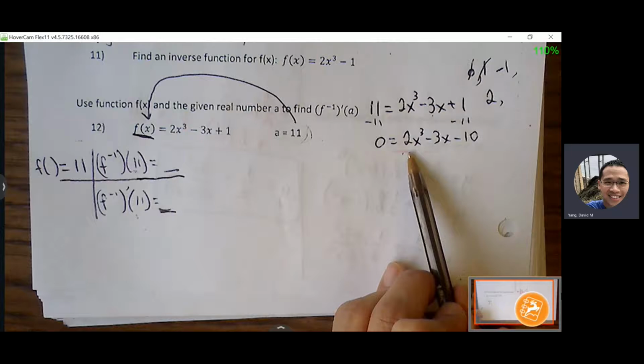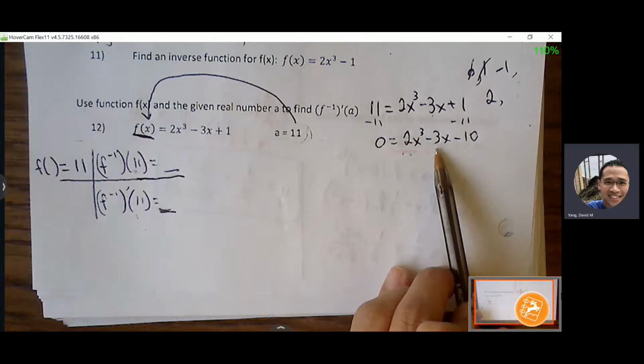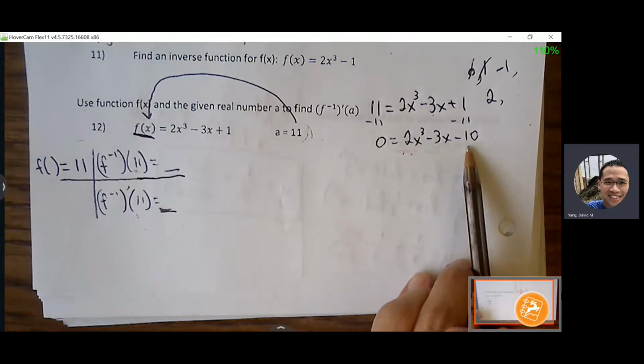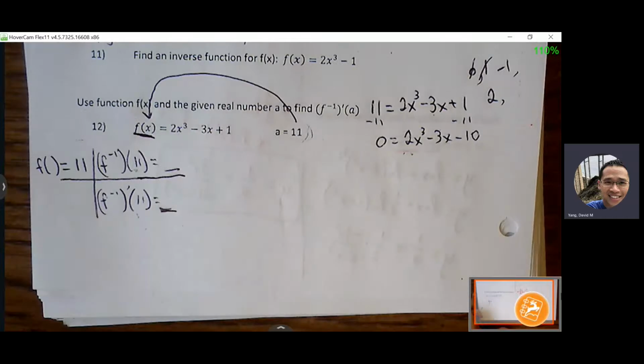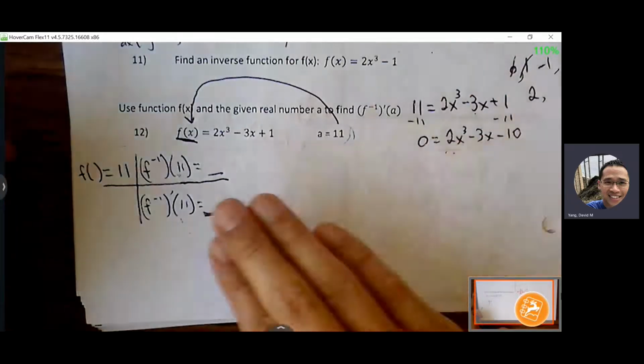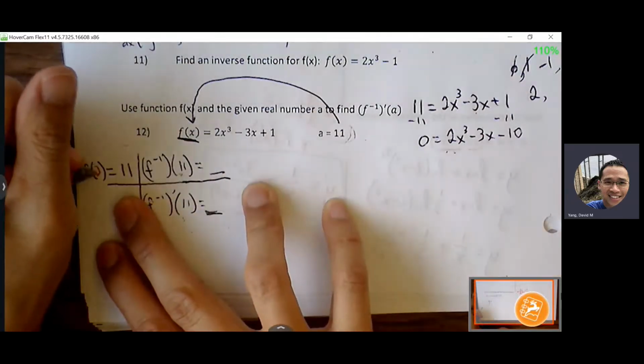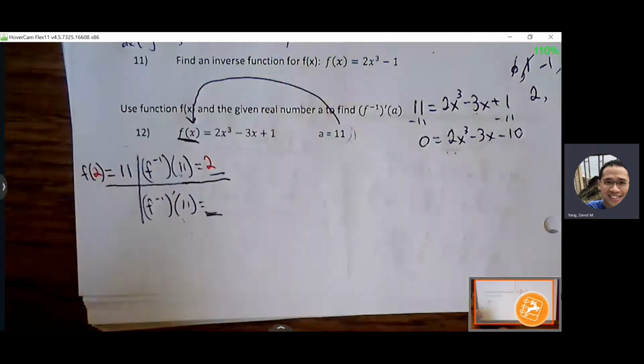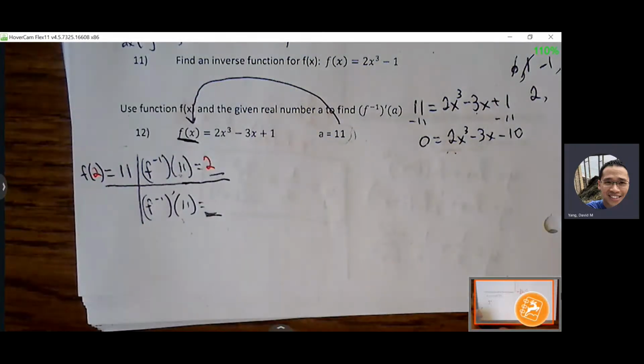Okay. 2 times 8 is 16. 16 minus 6 is 10. 10 minus 10 is 0, right? So we have an ordered pair. So we got to go through that little puzzle to figure out the ordered pair that's going to allow for that relationship. The function has ordered pair 2, 11, but the inverse function has ordered pair 11, 2. Okay, so we've established that connection between the function and the inverse.